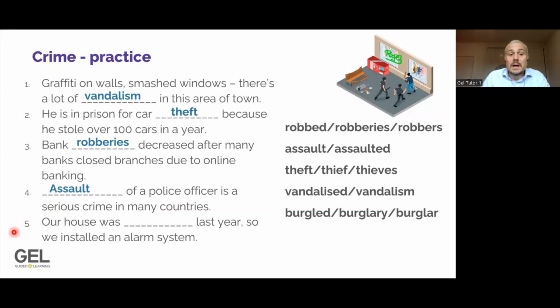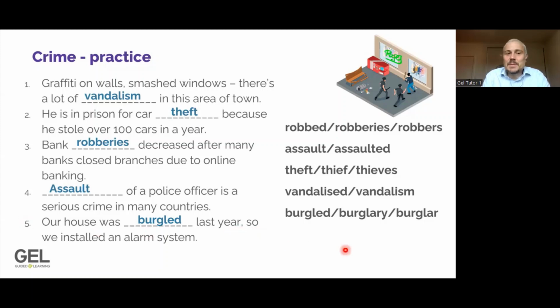Number 5, our house was ___ last year, so we installed an alarm system. Look at the next question and type the correct word to complete this sentence. This sentence needs a verb form. So the correct answer is: our house was burgled last year.